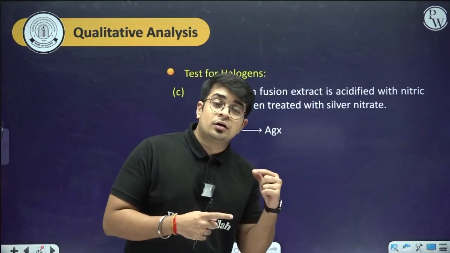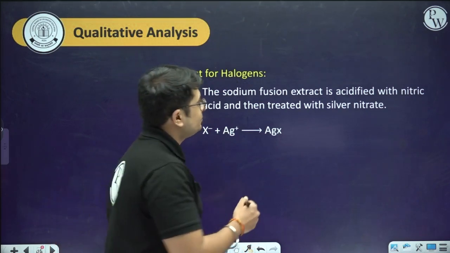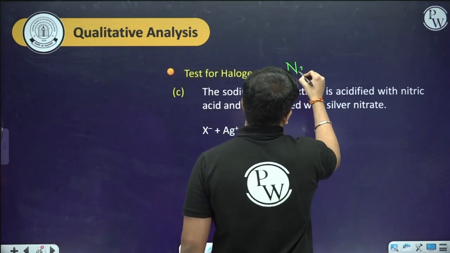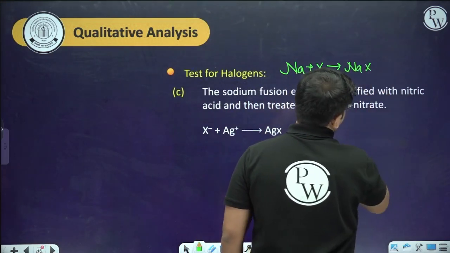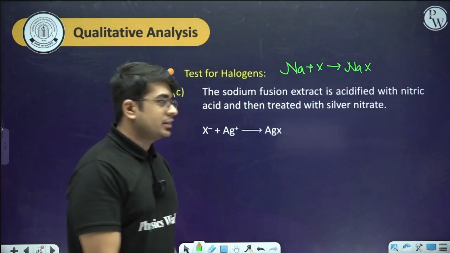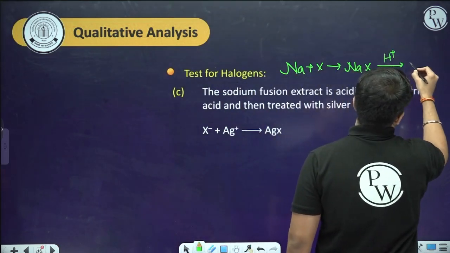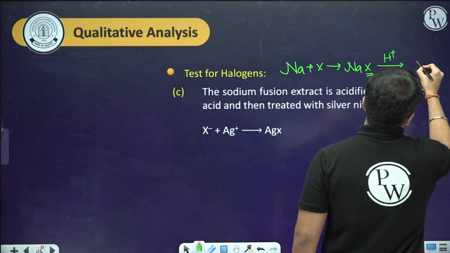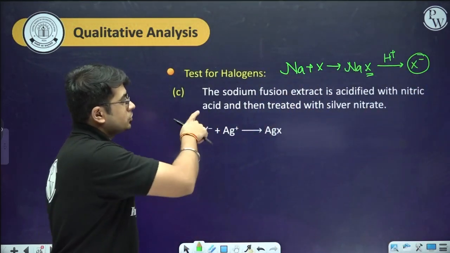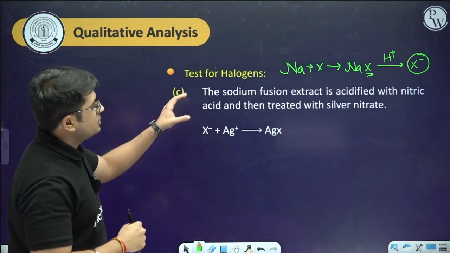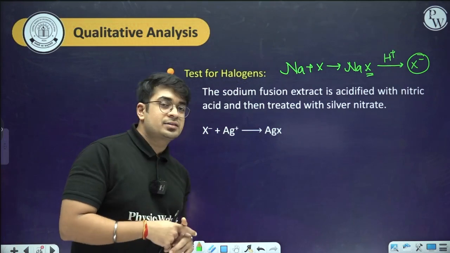Now for the qualitative analysis of halogen, the rest of the part is very easy. So eventually when sodium is going to react with this X, it's going to form NaX. Again you have to acidify the entire part, because in acidic solution you are going to free this X negative ion. Now you can detect the presence of this X negative. What happens? The sodium fusion extract is acidified with nitric acid and then treated with silver nitrate.